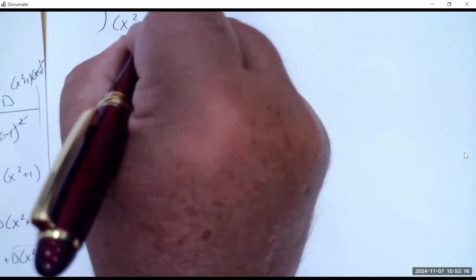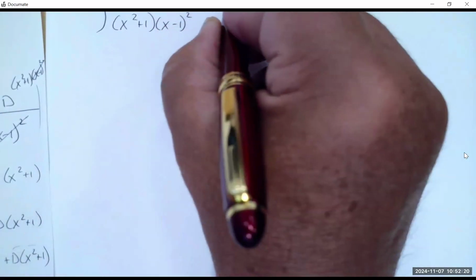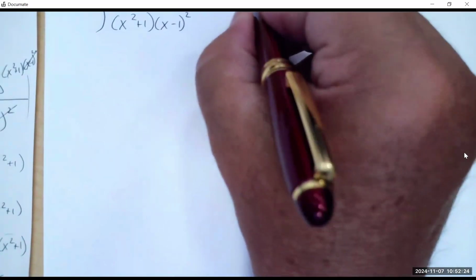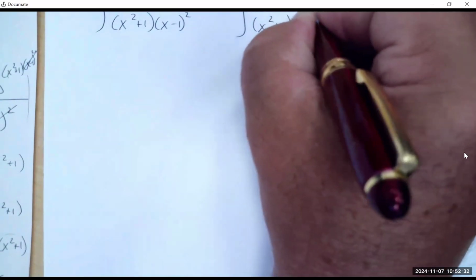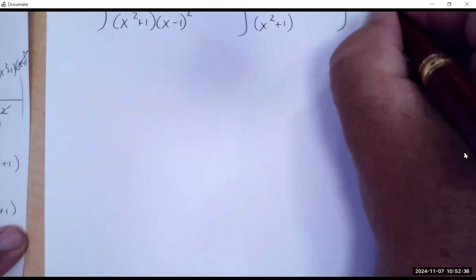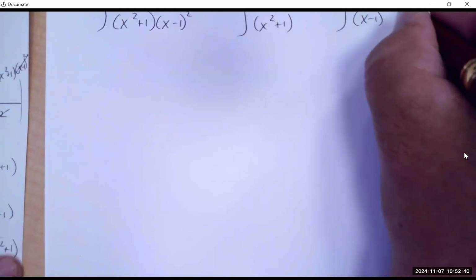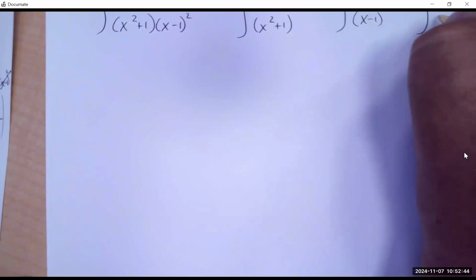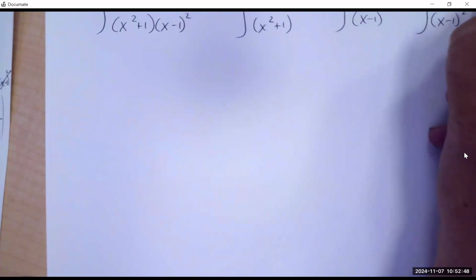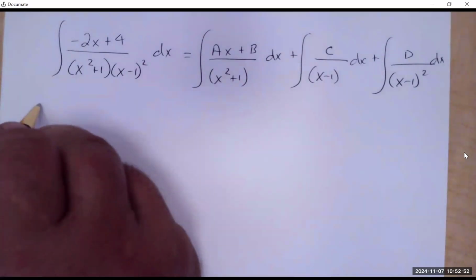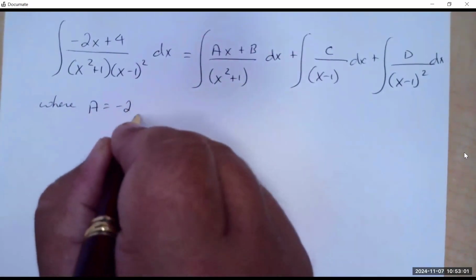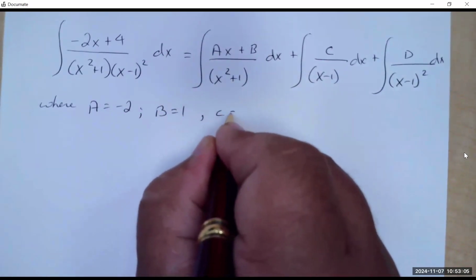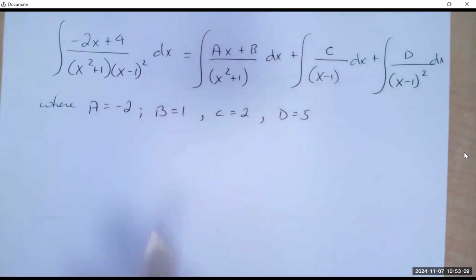So the integral of -2x plus 4 over x squared plus 1 times x minus 1 squared dx is equal to the integral of ax plus b over x squared plus 1 dx plus the integral of c over x minus 1 dx plus the integral of d over x minus 1 squared dx, where a equals -2, b equals 1, c equals 2, and d equals 5.